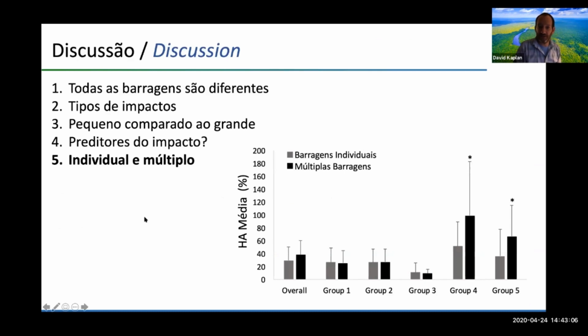And then this question of individual versus multiple dams. I showed a few examples on the Tocantins, but overall, between rivers with individual dams and rivers with multiple dams, there are small increases in the overall hydrologic alteration. They are only significant for these higher order impacts, the rate of change and the frequency of flood pulse events, where we do see an impact of multiple dams.